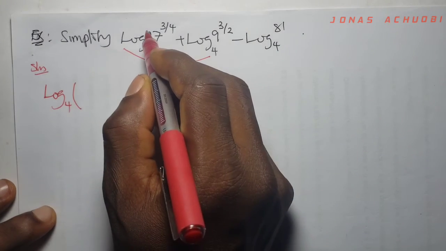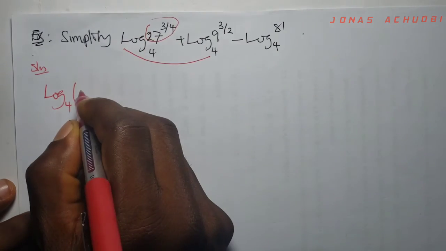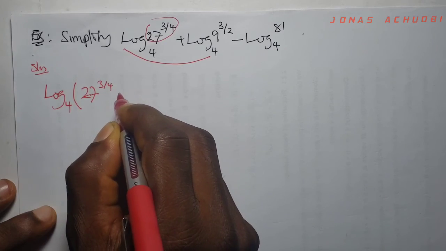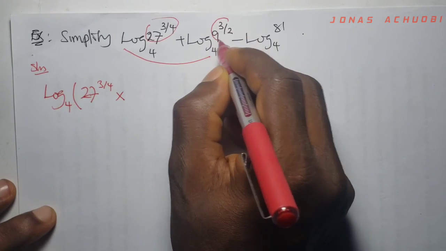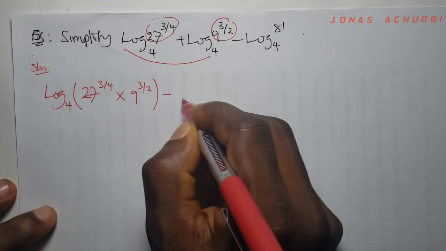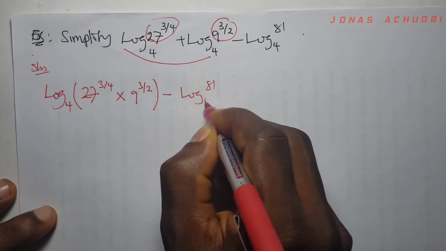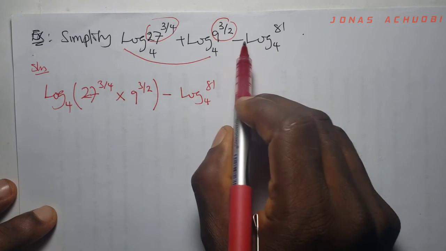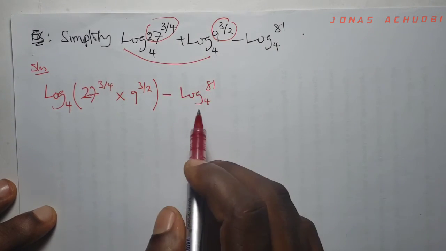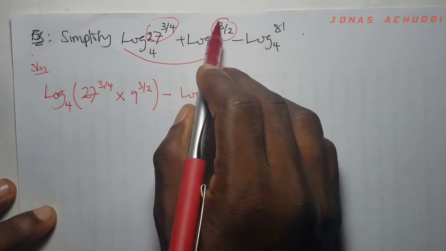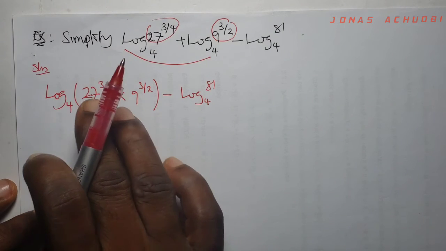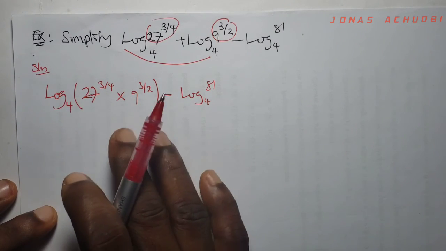Good. So here our m is the whole of this number, 27 raised to the power 3 over 4, times our n, the whole of this number, 9 raised to the power 3 over 2, minus log 81 base 4. We can't involve this one because here is minus, and the law only says that if we have plus in between them, then it's applied. So we apply it to the first two terms, leaving this one for now.